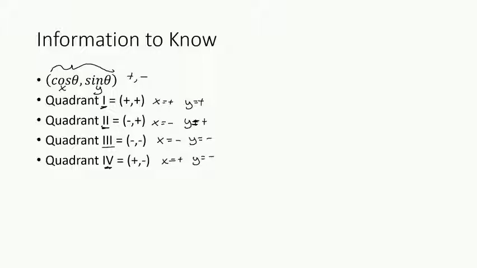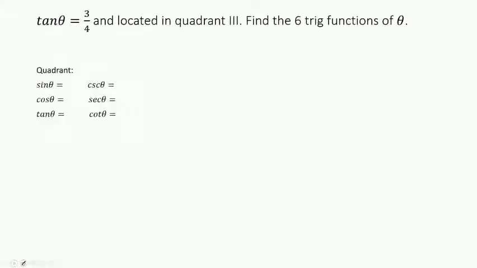You can also take these to find the tangents. Two negatives give you a positive, a negative and a positive give you a negative, and a positive and a positive give you a positive. But we're not, actually yes, we are going to need to know that to do this. So let's get into some problems.